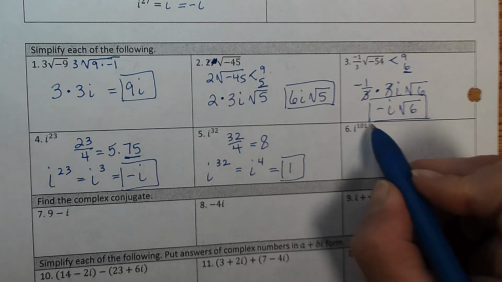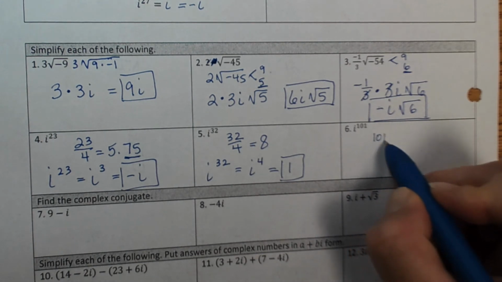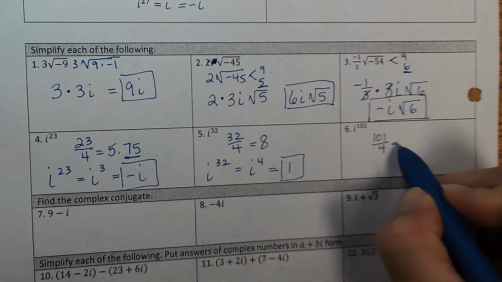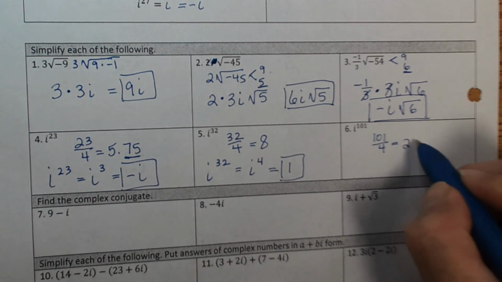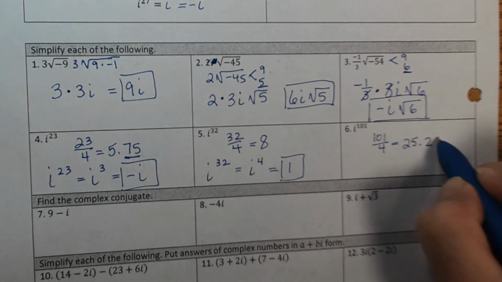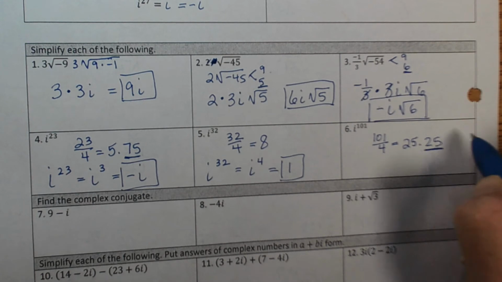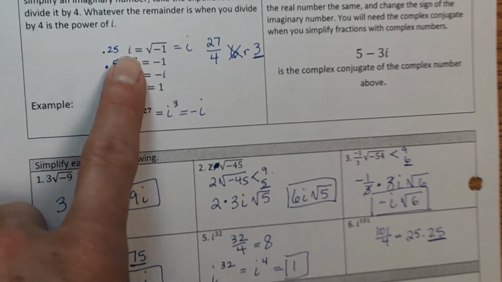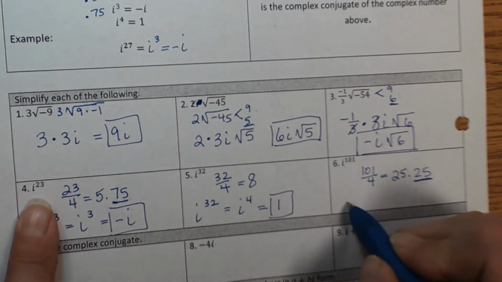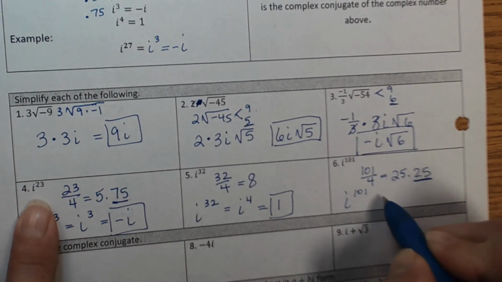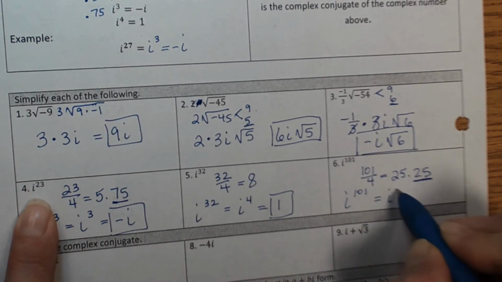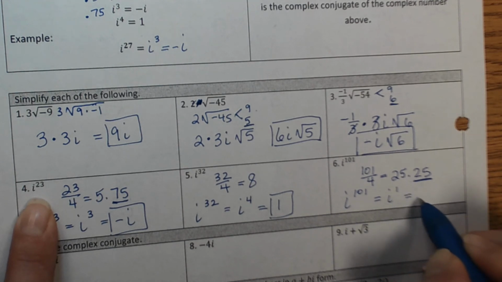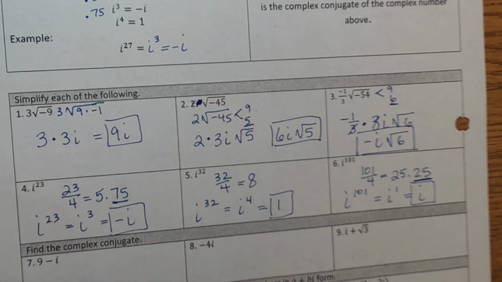All right, exponent 101 divided by 4. When I do that, I get 25.25. Okay, so that 0.25 means there was 1/4 left, or a remainder of 1. So i to the 101 is equivalent to i to the 1. And remember, when it's i, we just leave it as i. We know i is the square root of negative 1, but we can just leave it as i.